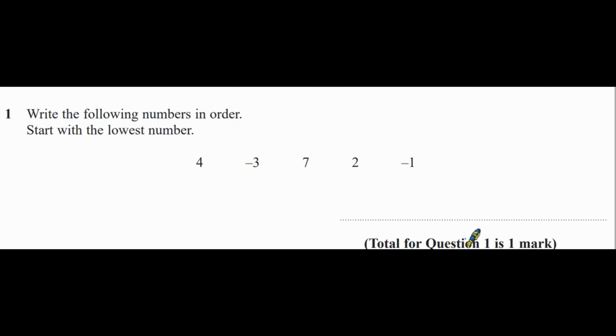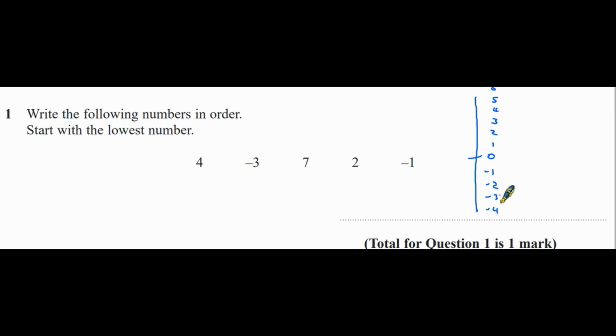It says, write the following numbers in order, starting with the lowest number. So we've got 5 different numbers. Some of them are positive, some of them are negative. I like to think of this as a temperature gauge. I like to look things vertically. So with a temperature gauge, 0 is there, and the normal numbers would go up into the positive this way. And of course, we also have on a thermometer the negative numbers, which go down this way.